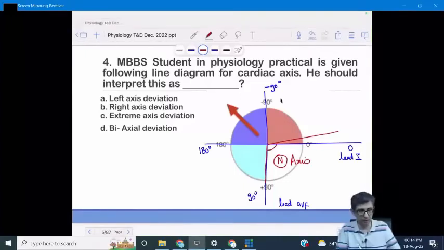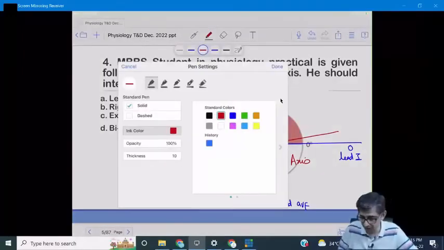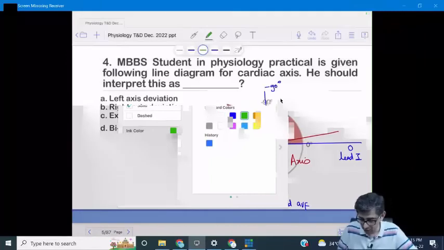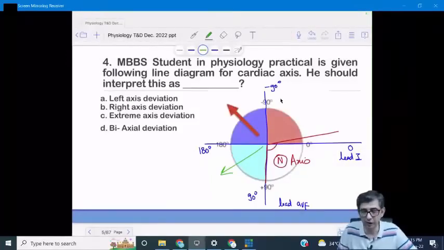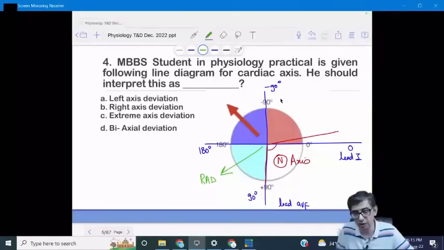So, I think everybody's got this one correct. If you would be having an arrow like this, I'll just change or use an alternative color. Suppose the arrow was drawn in this particular quadrant, the one that I have shown in green, then your answer will change. Then you will say that the patient is having a right axis deviation. And I think that was the actual exam question.